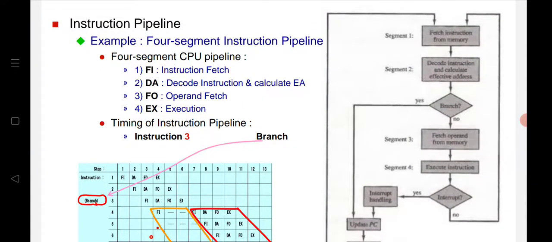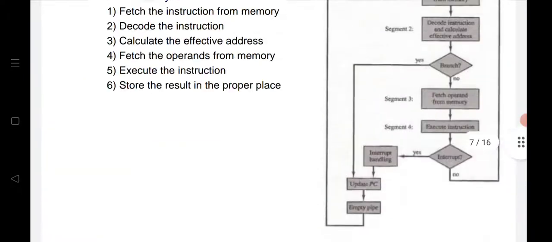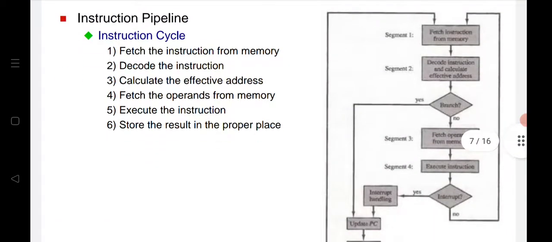How is this instruction pipeline executed? If you concentrate on this flow chart, first fetch the instruction from the memory. In the second, decode the instruction and calculate the effective address. In the third, check whether there is a branch operation or not. If there is no branch operation, fetch the operand from the memory and execute the instruction.